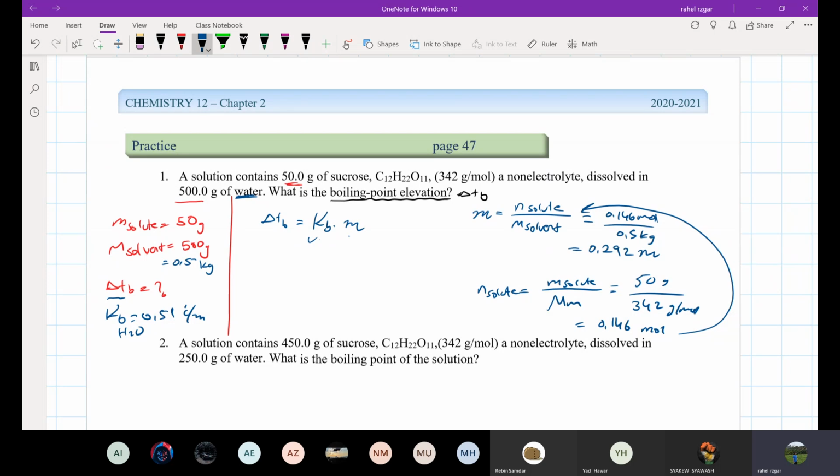Then 0.51 Celsius per molal times 0.292 molal. The result is 0.14. Oh, I think we can round it to 0.15. 0.15, yes. 0.15 Celsius.